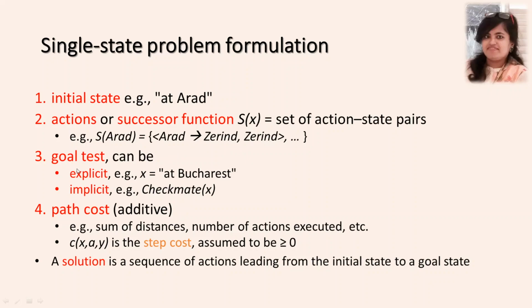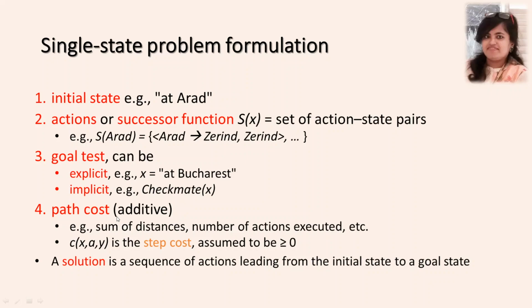Next, the goal state. It could be represented in two ways: one is the explicit way, one is the implicit way. In the explicit way, you explicitly need to be at Bucharest, then only you can say you have reached your goal state. But suppose you are playing chess. In the chess game, is there any explicit way of saying checkmate? It could be done in several and numerous ways. In any type of fashion, the pieces of the chess could be placed, and you can checkmate the opponent. So that is the implicit way of representing whether you have reached the goal state or not. That is the implicit way of goal testing.